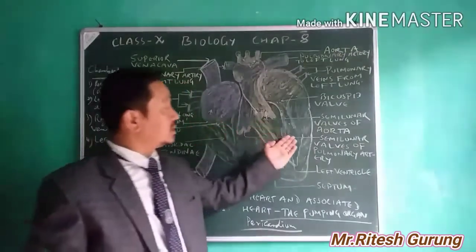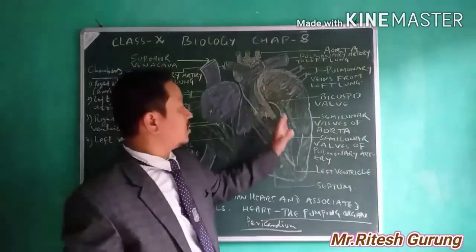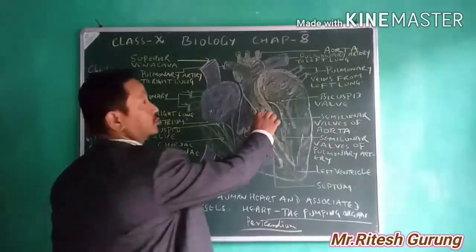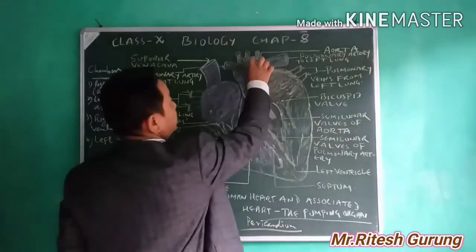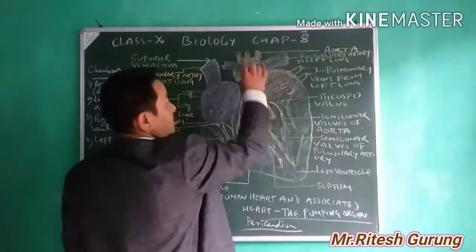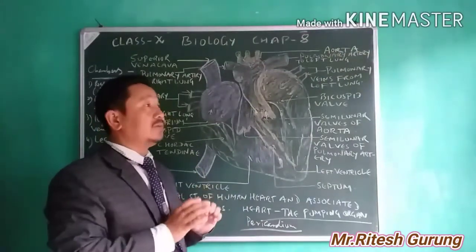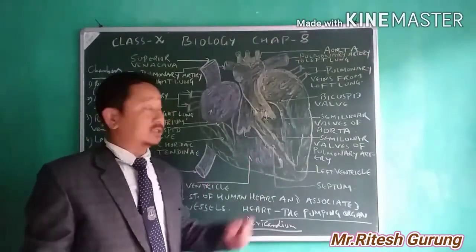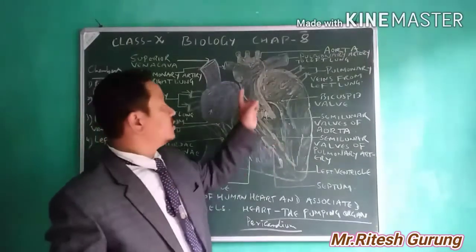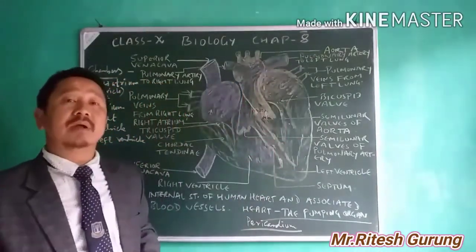Then similarly on the other side you see the left ventricle. After receiving the pure blood from here, this ventricle will send the pure blood through this artery, the aorta. This is your aorta, the largest artery. Through this aorta, the pure blood will be sent to the different parts of the body. That means the function of this ventricle is to push out the pure blood to the different parts of the body through the aorta. That's the functions of your chambers and blood vessels.